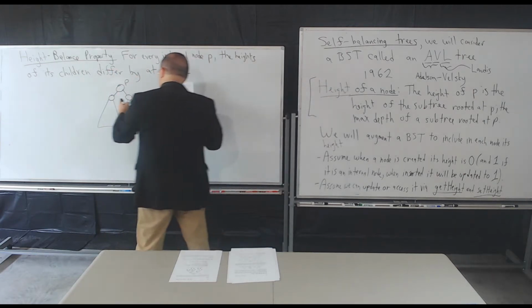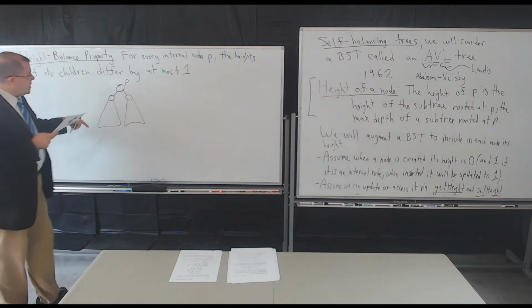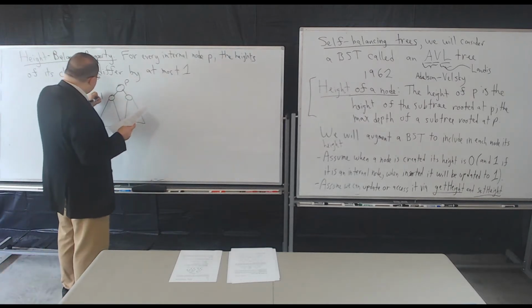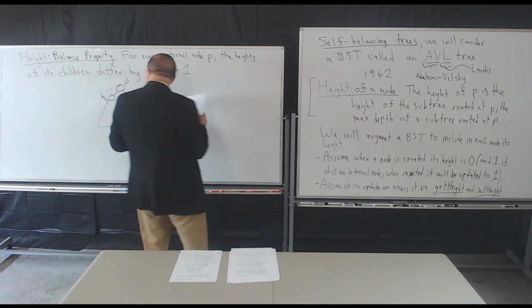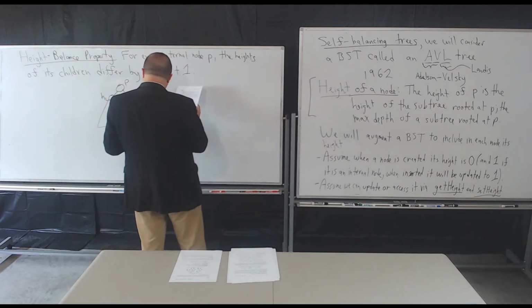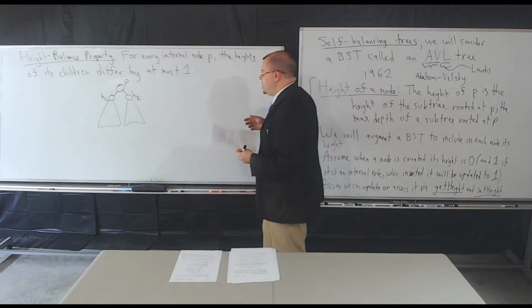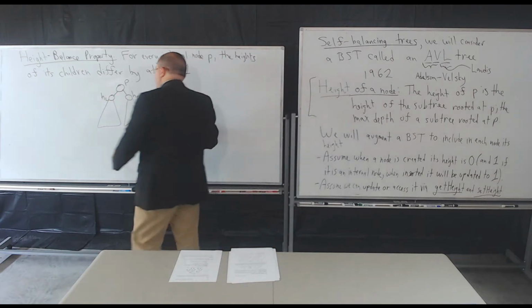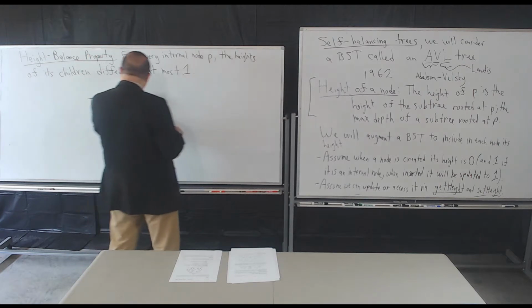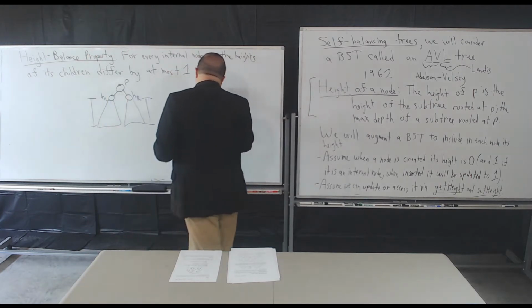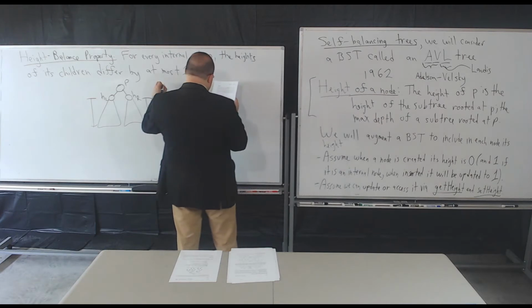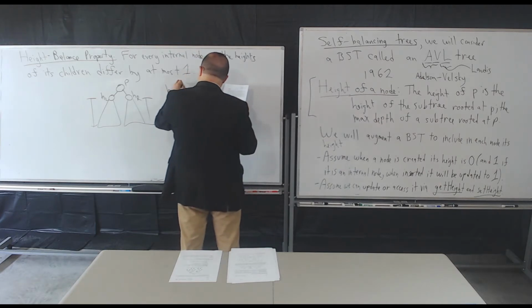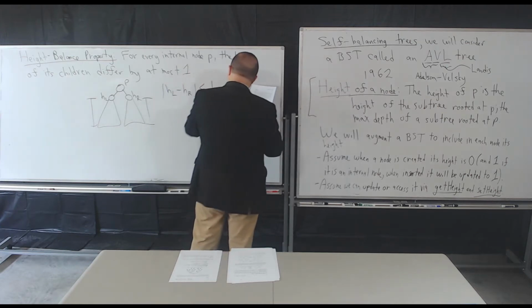So imagine this is just my left child, and it has height h sub L, or h of L, or HL. As long as you can clearly see that, it's just HL and HR. So this is going to be the height of this subtree, and this is going to be the height of that subtree. All I'm really saying is that the difference between the height of the left subtree and the height of the right subtree is at most 1 for every node.